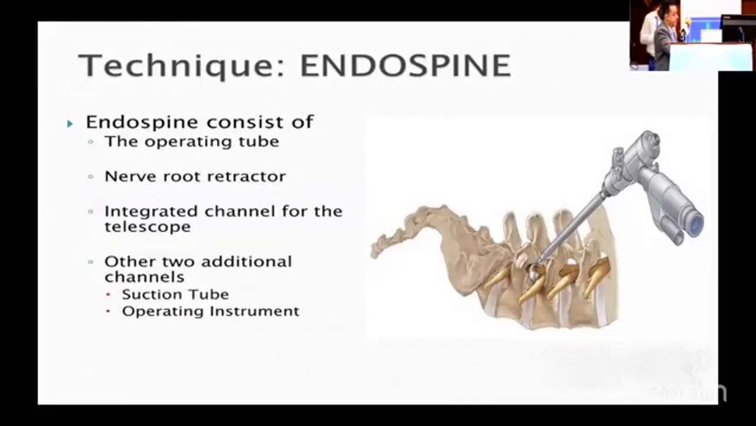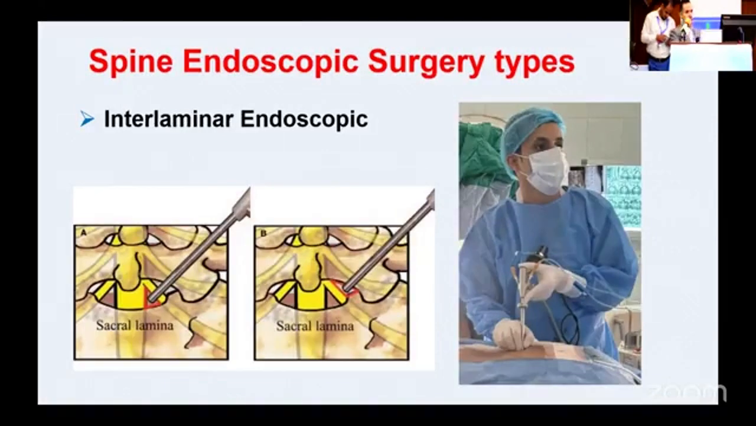The technique: the spine endoscope is about a nerve root retractor and a channel for the lens. We have 3 approaches in spine endoscopic. The first one is interlaminar endoscopic.